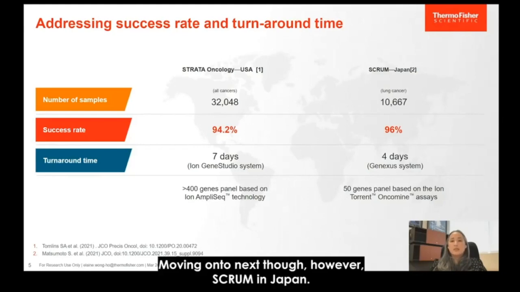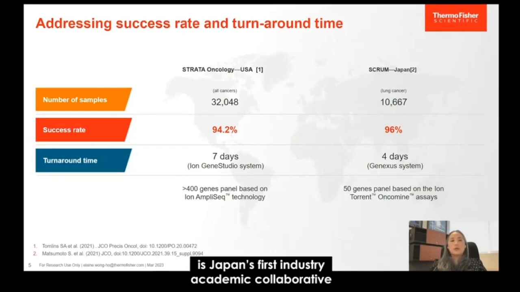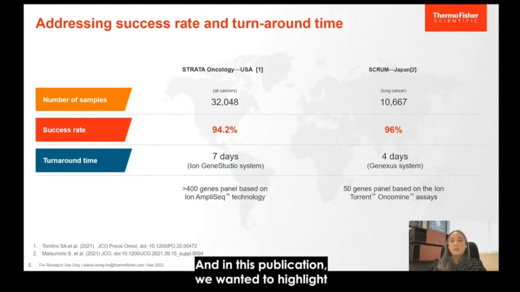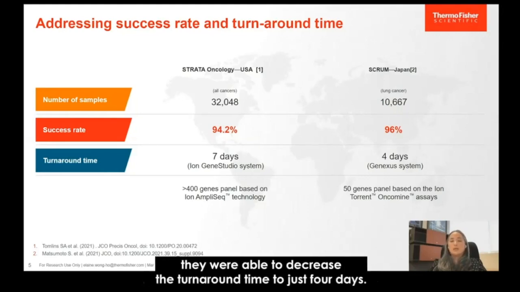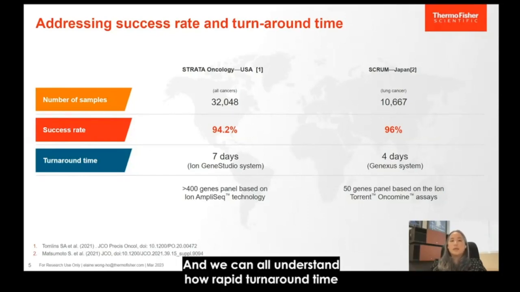Moving on to next, however, SCRUM in Japan. SCRUM, for those that are not familiar, is Japan's first industry-academic collaborative cancer genome screening project for individualized medicine. And in this publication, we wanted to highlight that although this was done using a different panel, through the use of the Genexus platform, they were able to decrease their turnaround time to just 4 days. And we can all understand how rapid turnaround time can really make a difference in a clinical laboratory.